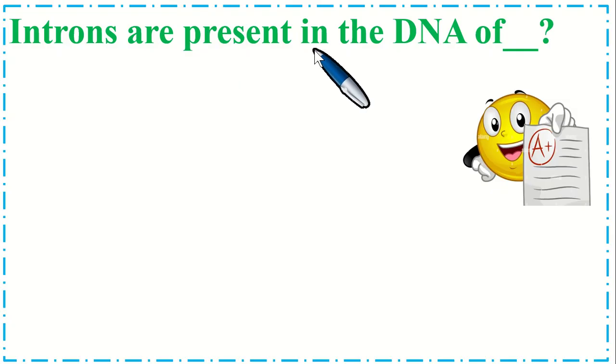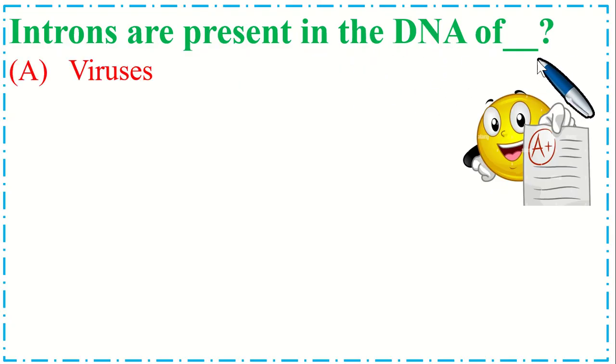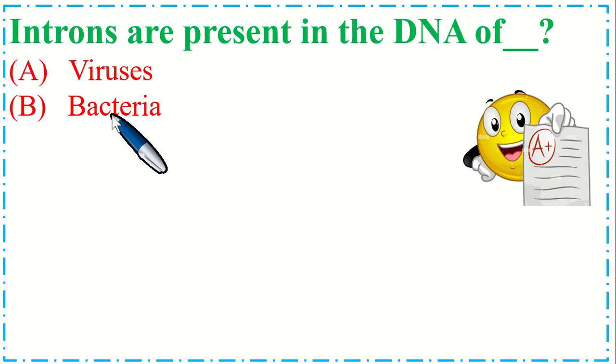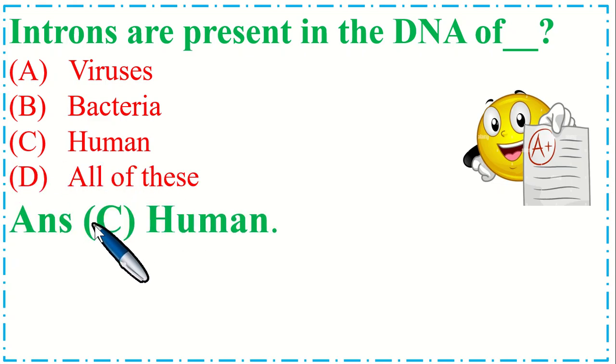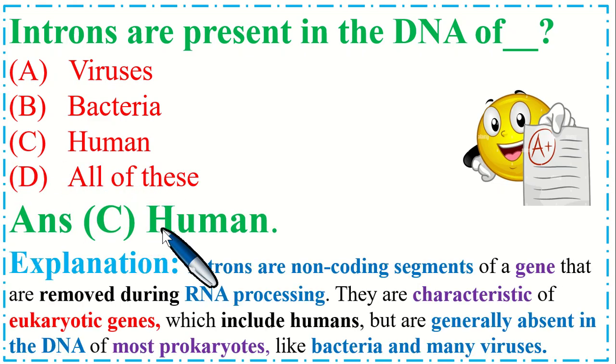Introns are present in DNA of dash. Option A, viruses, B, bacteria, C, human, and option D, all of these. So the correct option is C, human. Introns are non-coding segments of a gene that are removed during RNA processing. They are characteristic of eukaryotic genes, which include humans, but are generally absent in the DNA of most prokaryotes like bacteria and many viruses.